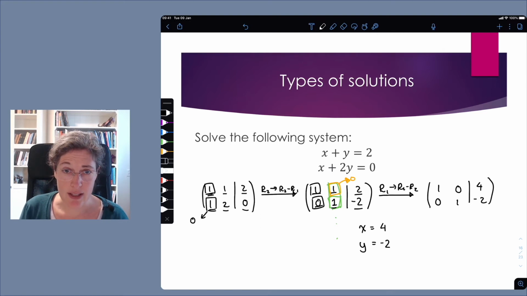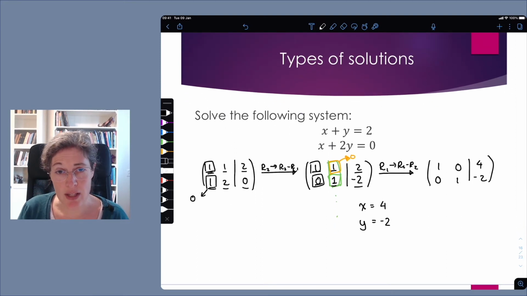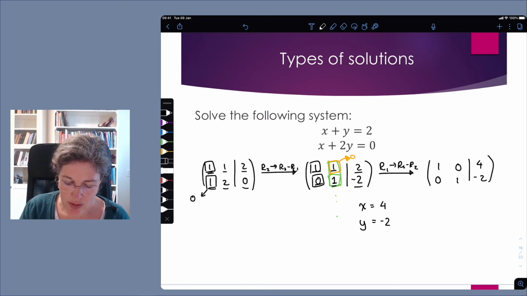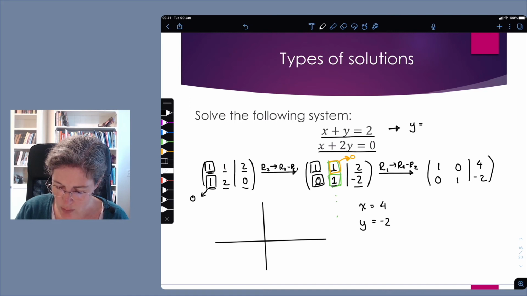You might say, well, that's nice. Who cares? But what is kind of useful is to have a look at what this means in terms of the geometry of the system. So let's take a moment, and we're going to sketch these 2 straight lines. I'm going to write them in slightly easier form. So this is y is equal to minus x plus 2, and this is in the form y is equal to minus x over 2.